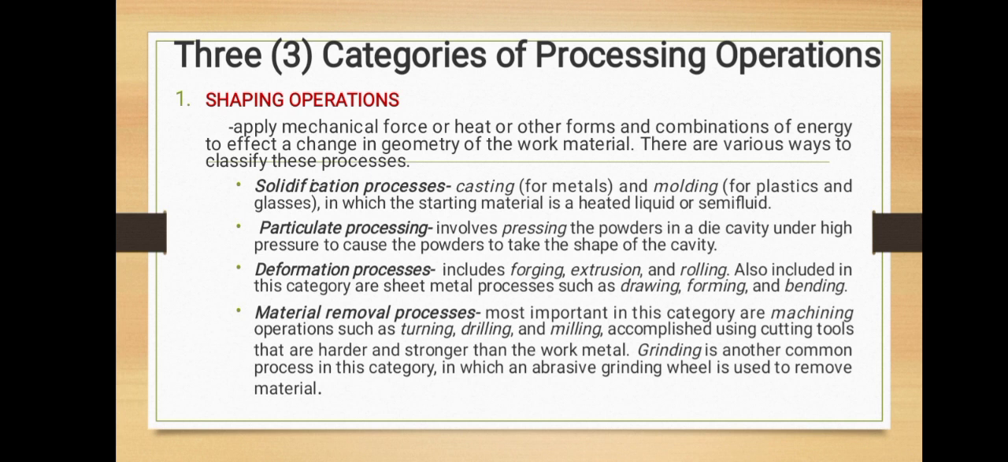Third, deformation processes include forging, extrusion, and rolling. Also included in this category are sheet metal processes such as drawing, forming, and bending. Fourth, material removal processes. Most important in this category are machining operations such as turning, drilling, and milling, accomplished using cutting tools that are harder and stronger than the work metal. Grinding is another common process in this category, in which an abrasive grinding wheel is used to remove material.